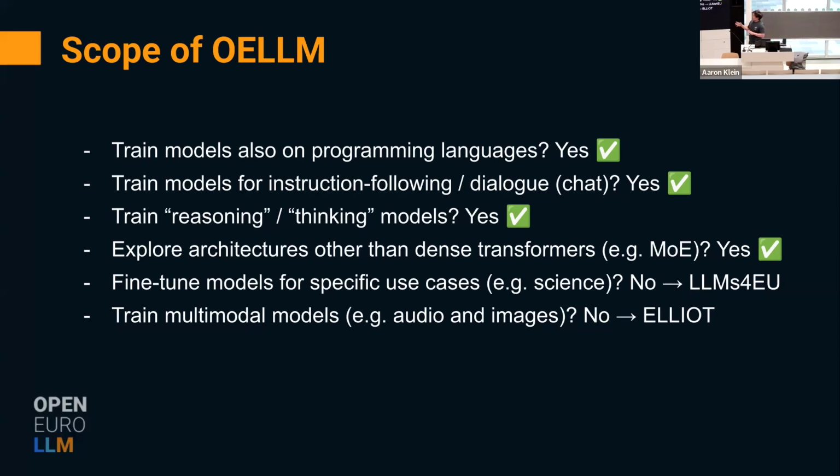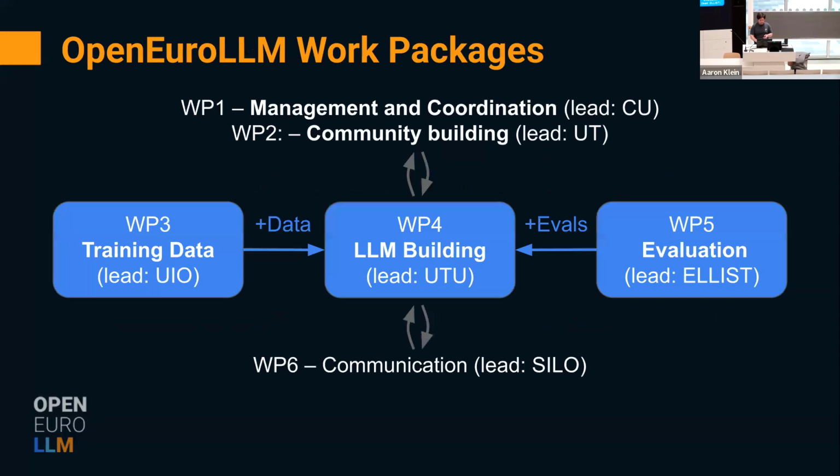What's not part of OpenEuroLLM is fine-tuning to specific use cases. However, there's another project also funded by the European Union called LLM for EU, and they want to use our models and then fine-tune them to specific domains like finance or science and so on. Also, OpenEuroLLM is exclusively focused on text. Here, there's another European project that Tübingen is heavily involved in. It's called Elliot, and it aims to train multimodal models for audio, images, and so on.